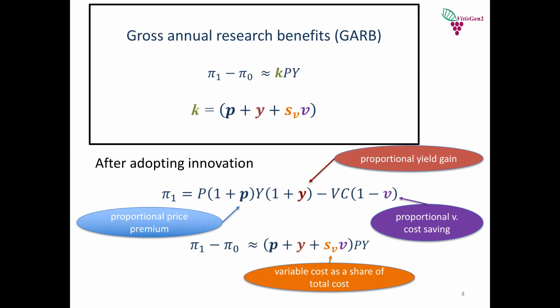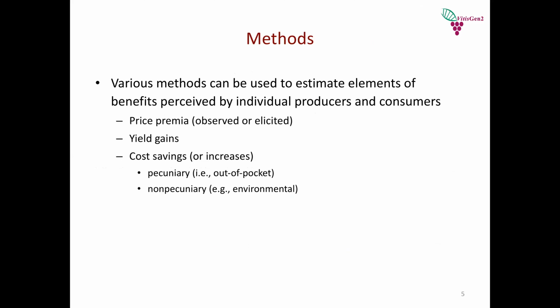So the way we think about it is the change in profit is equal to the proportional benefit, K, times gross revenue per acre, and that K term captures all of these elements of the benefits in terms of quality premium, yield gain, cost savings. So how do we measure these things?